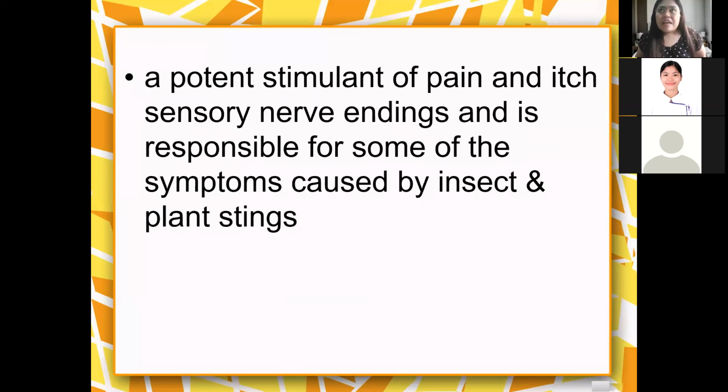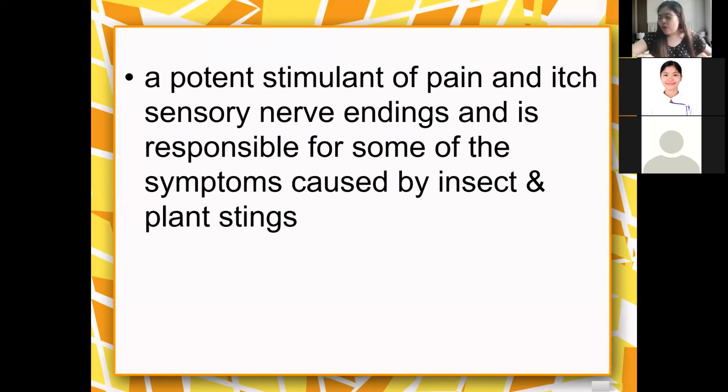Now, serotonin also, aside from those things that I mentioned, is a potent stimulant of pain and itching in our sensory nerve endings. And they are involved in the signs and symptoms caused by bites or stings from insects and plants.